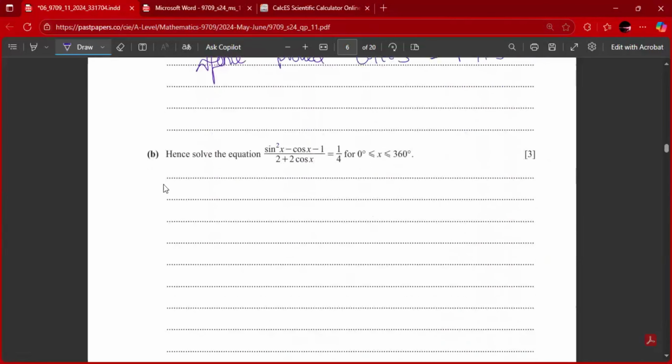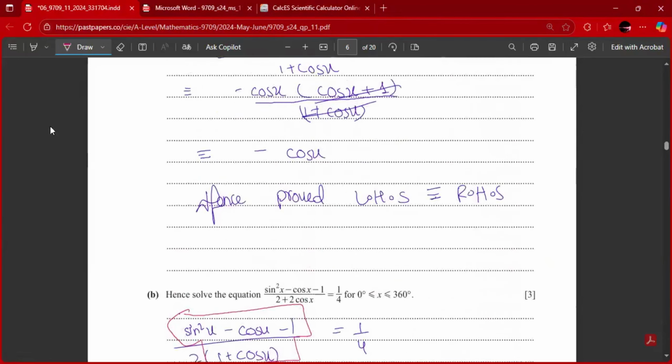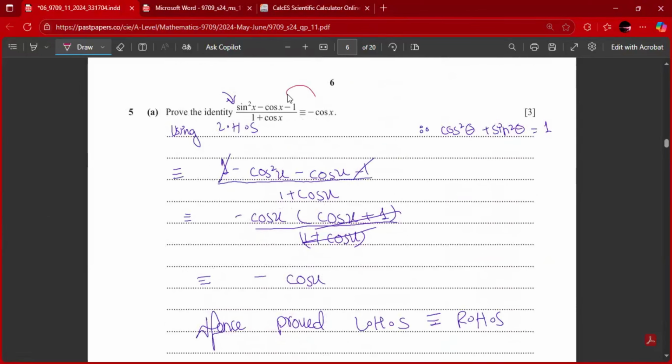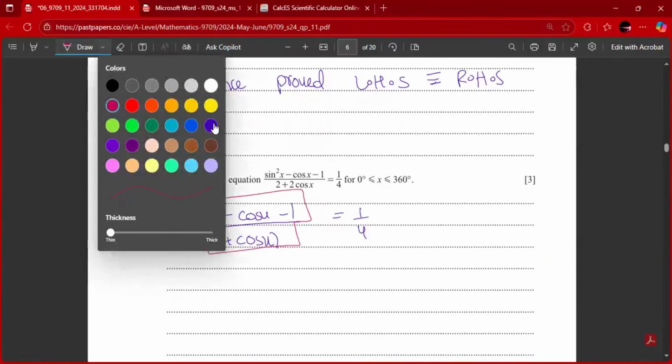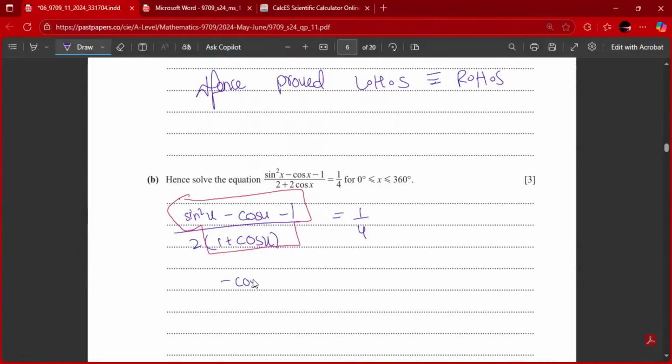Simple, simple. Sine square x minus cos x minus 1. Taking the common, why can't I draw a straight line? Okay, but whatever. So now, let me show you which part is the same. This part, leaving the 2, is the same as this part. And we just proved that this is equal to minus cos of x. So just replace this whole part with minus cos of x. Minus cos of x over 2 is equal to 1 over 4.